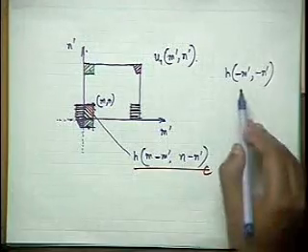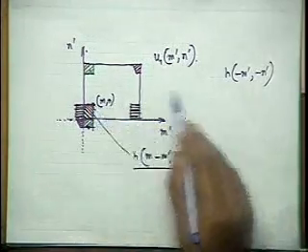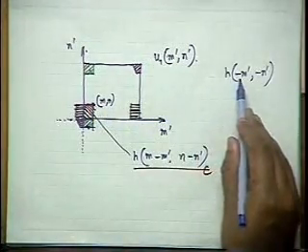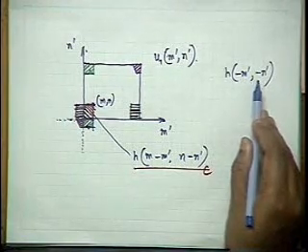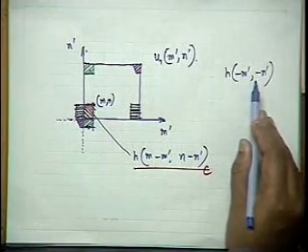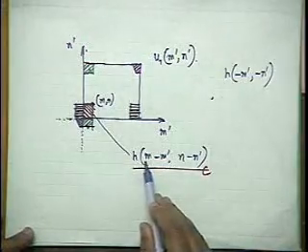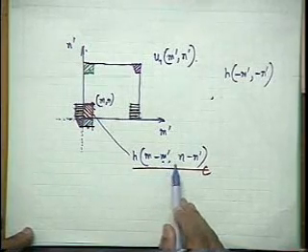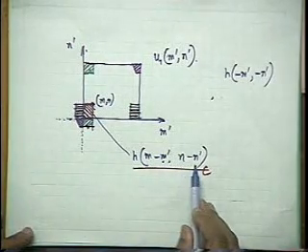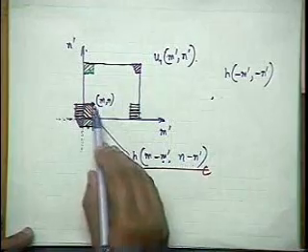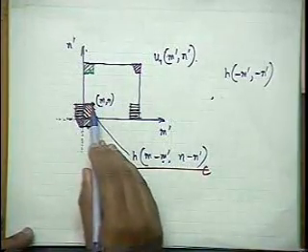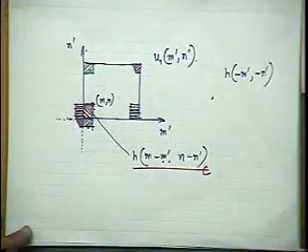If we apply a translation of mn to the function h of minus m prime minus n prime, that is to say, we are applying a translation on that folded function and giving it a translation of m and n. So after translating, we will be getting the function as h of m minus m prime, n minus n prime. So this function is now defined with respect to this mn point.